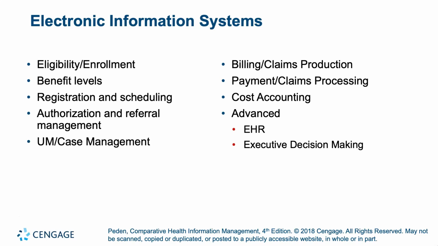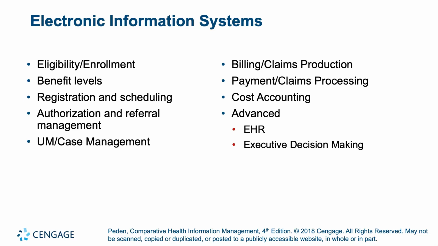Then there's benefit levels. No two differently insured people have the same benefit level usually. They have different ones, and the benefit levels can change, so you have to keep checking on that. Registration and scheduling: making sure you have an accurate home address, accurate contact information, the basic identifying pieces of information, and scheduling. How often are they coming in? Are they following through on their appointments? Are they a no-show?